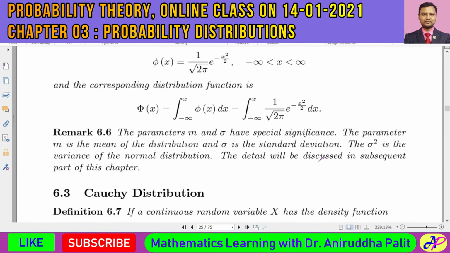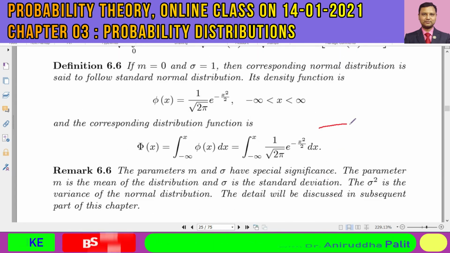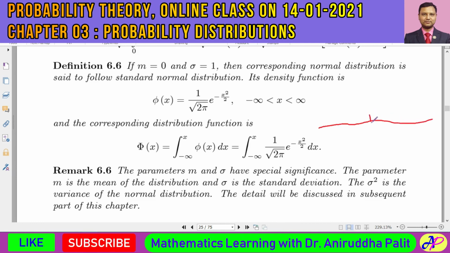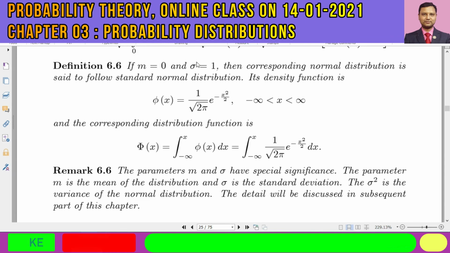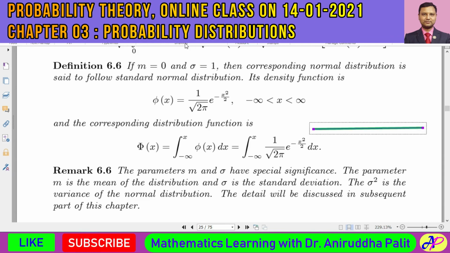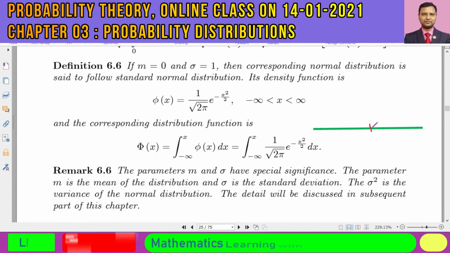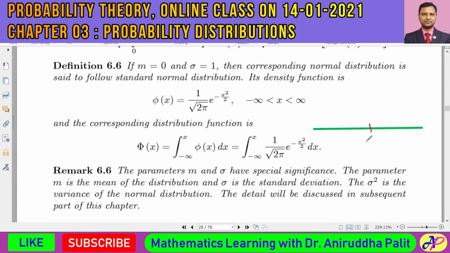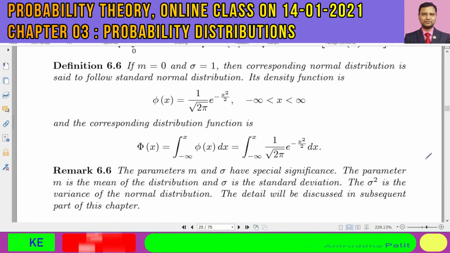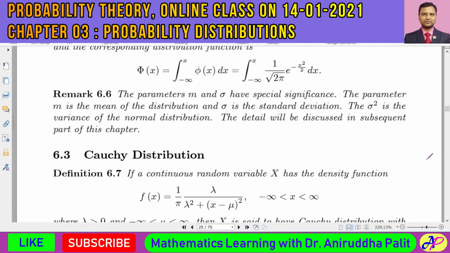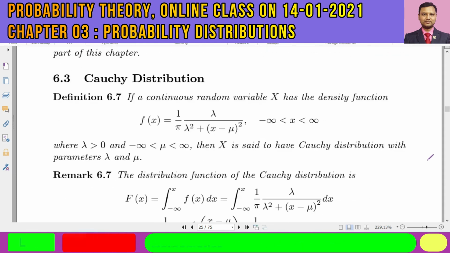And if you draw the density function of the normal distribution, you would observe that this density function would be symmetric about the point M, this kind of picture. What M is and what sigma is, we shall discuss later on in this sequence of lectures. Sigma and M have special, important meanings.